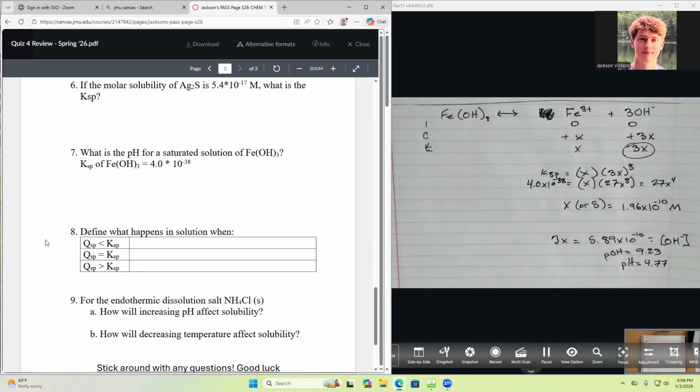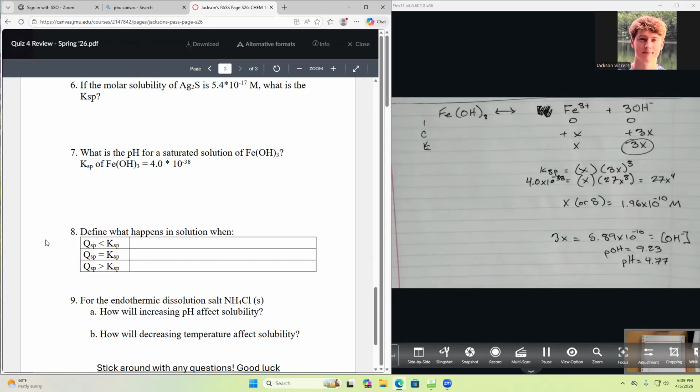So what do we think happens if QSP is less than KSP? How can we define that solution? Use the terms like saturated, unsaturated, supersaturated. That's kind of what I'm getting at here. Unsaturated, yep. If QSP is less than KSP, that means we still have some room to go. We can keep dissolving more and more ions, and so we would call it unsaturated.